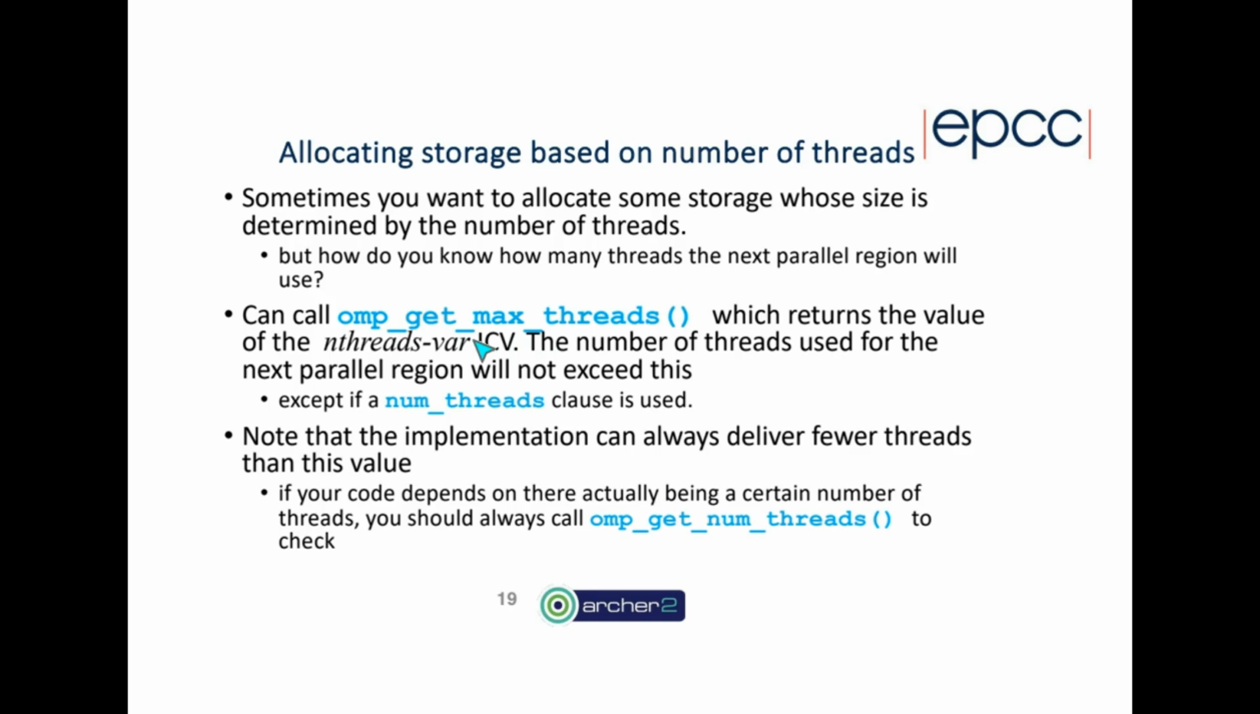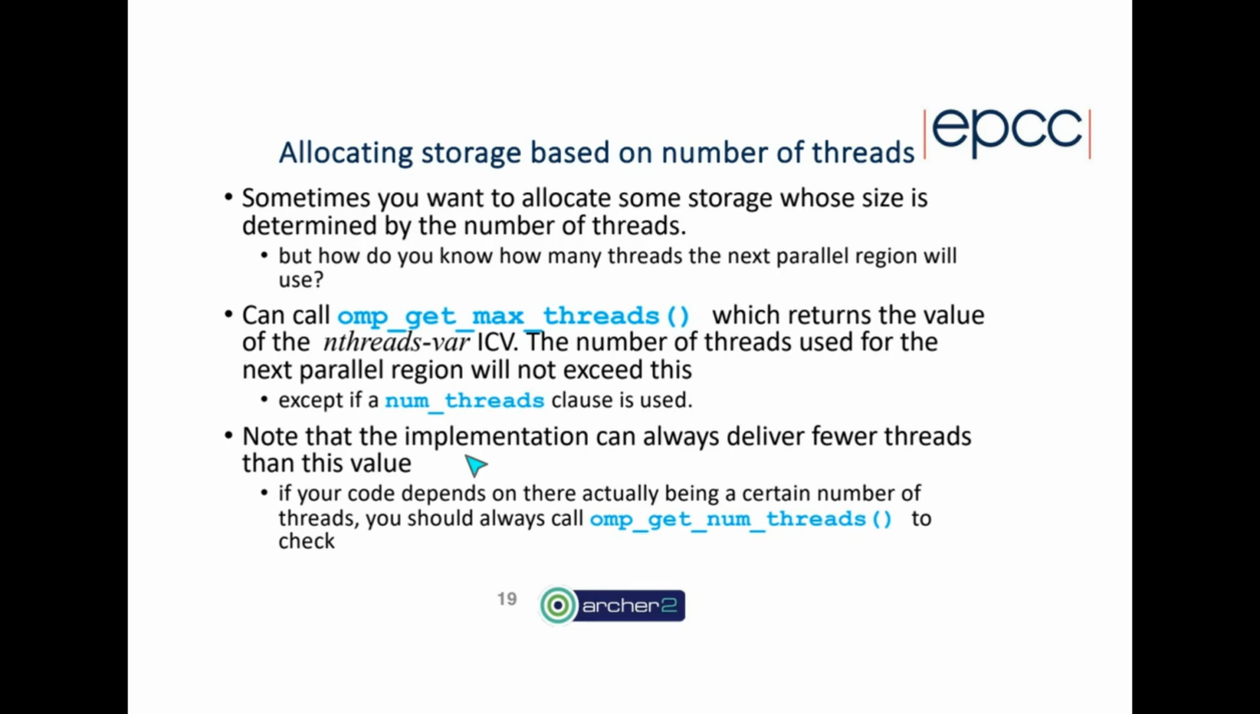Just remember that there is this unfortunate naming convention. omp_set_num_threads sets the value of this variable, but omp_get_num_threads does not return its value. So that works unless you use a num_threads clause on the parallel region, because that will override the internal control variable.